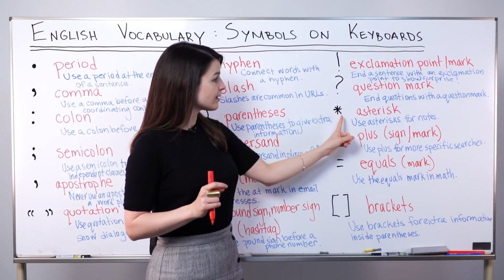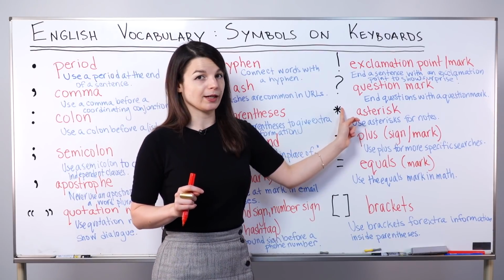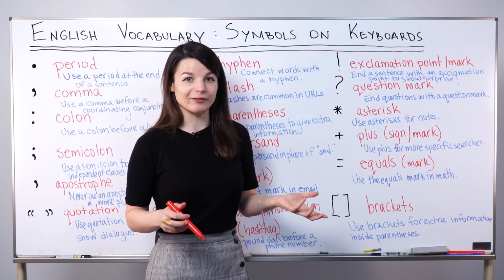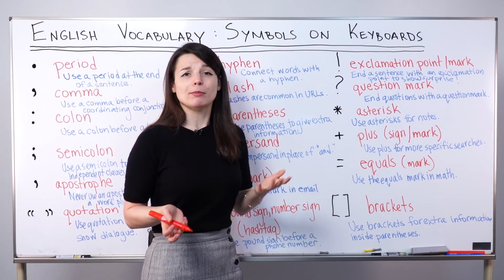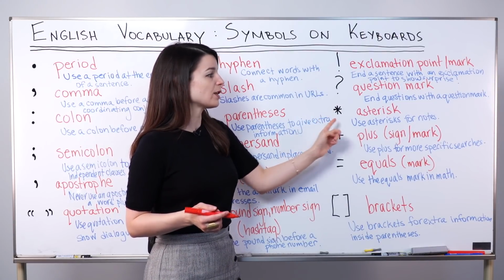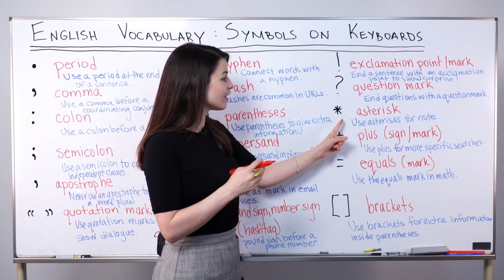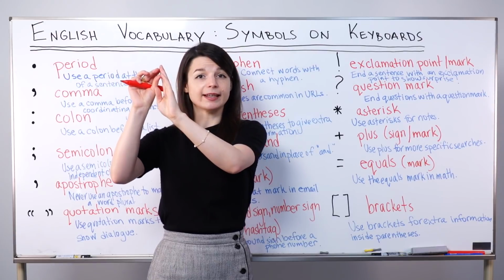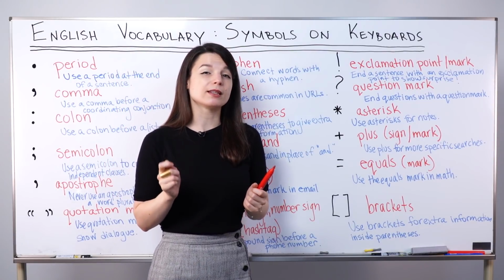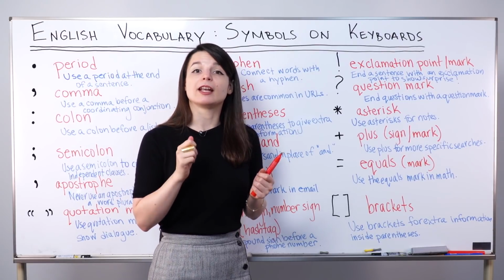Okay. The next symbol is this star symbol. This is called an asterisk. So it's quite difficult to say this word, even for native speakers. Asterisk. Some people might call it a star, that's okay, but this is called an asterisk. So we use asterisks sometimes for notes. So you might see this very small mark at the end of a sentence, or maybe at the end of a word, especially in a book. We don't see this so much in like social media, but you might see this at the end of a sentence or at the end of a word.